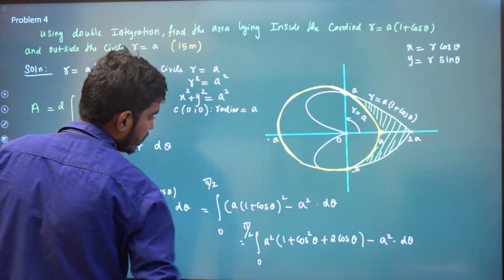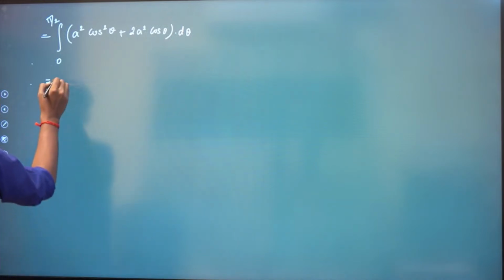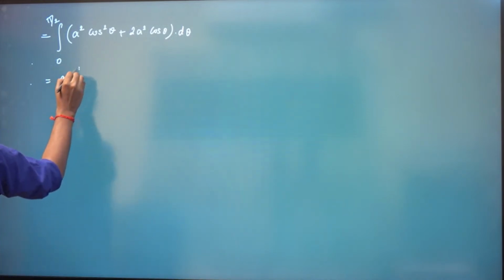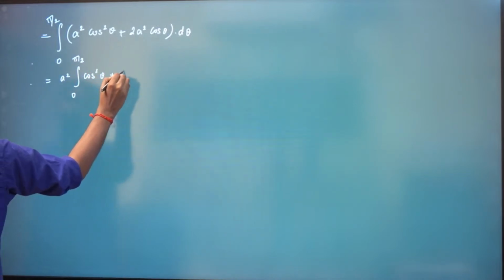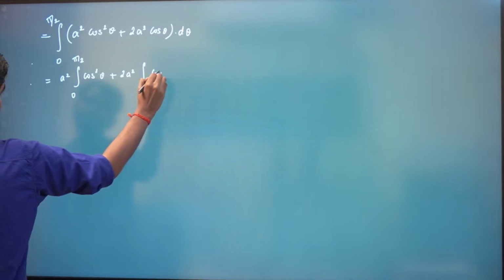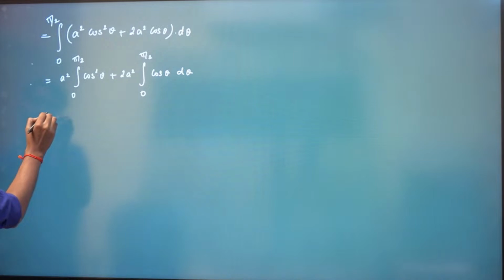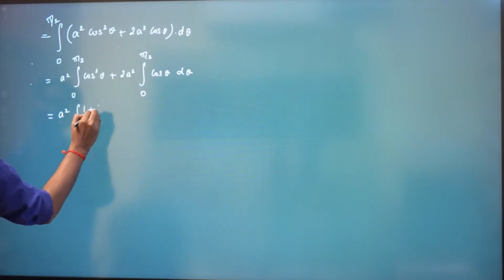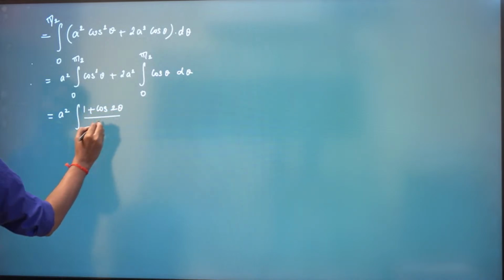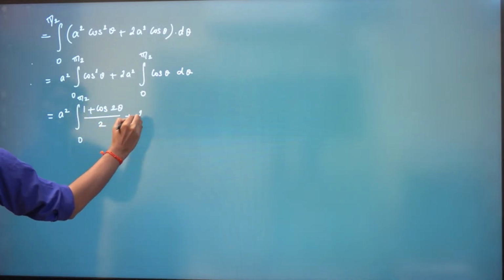So this a square and this a square will get cancelled. Now you just take a square outside. So the integration from 0 to pi by 2 of cos square theta plus 2a square times the integration of cos theta d theta from 0 to pi by 2. So what is the integration of cos square theta? It is (1 plus cos 2 theta) by 2.